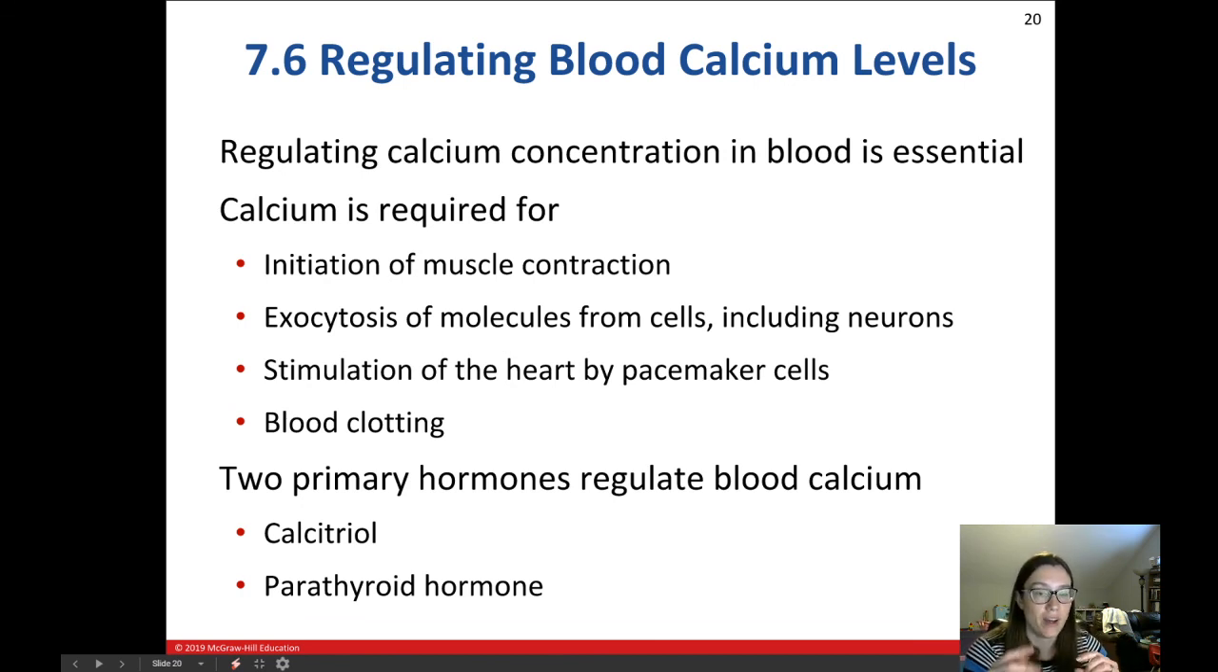Before we start talking about it, I want to back up. Remember and think about the different types of glands we had. So we had exocrine glands and endocrine glands.